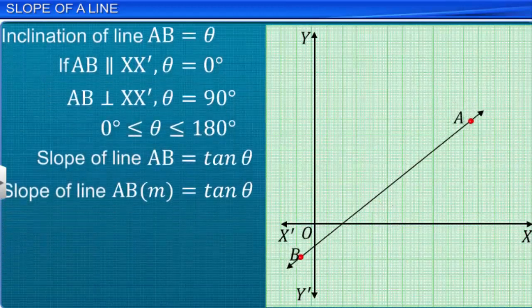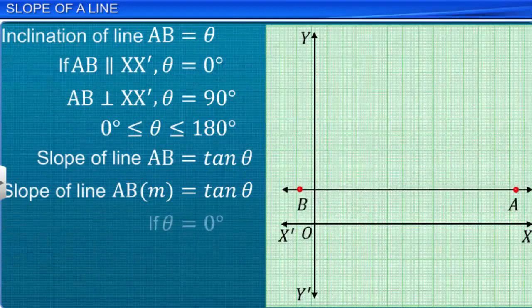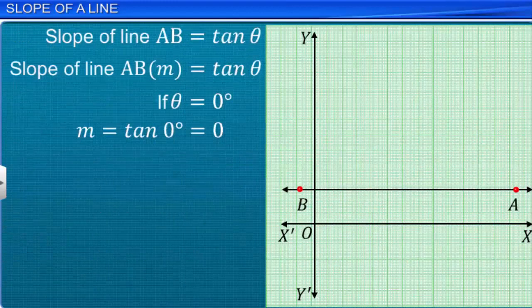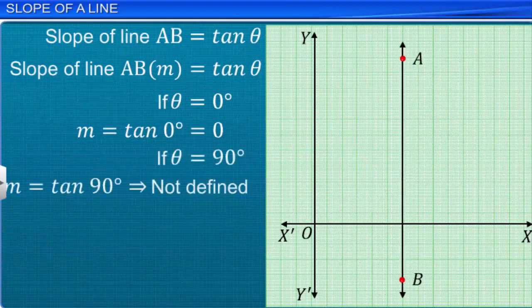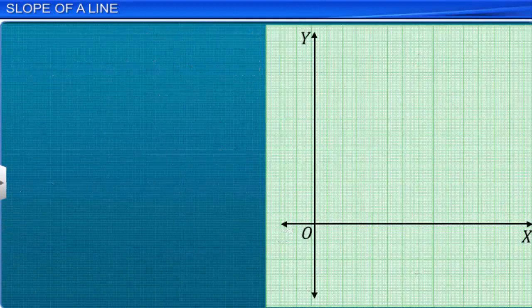The slope of a horizontal line is 0. The slope of vertical lines is not defined. Let us learn how to find the slope of a line passing through two given points.